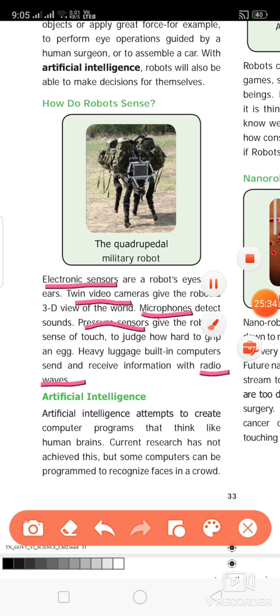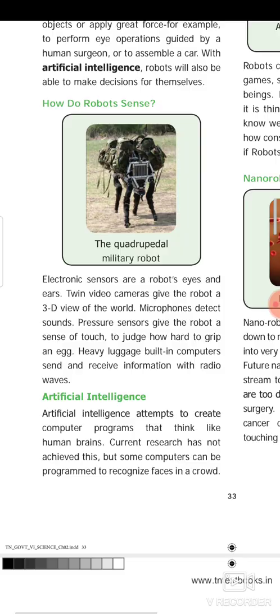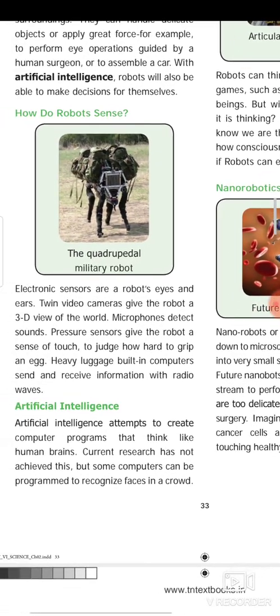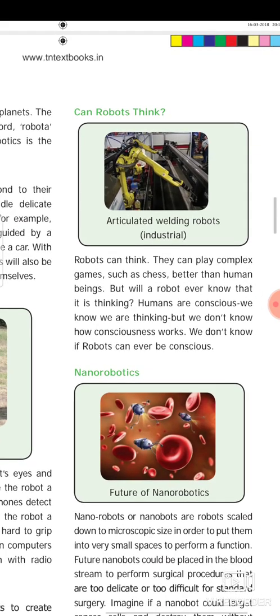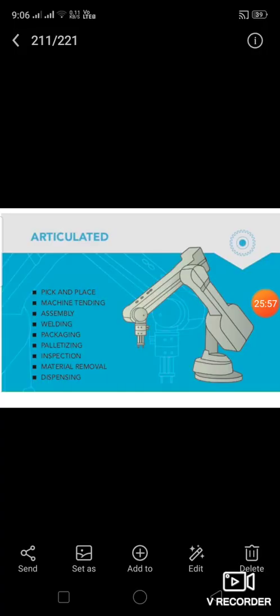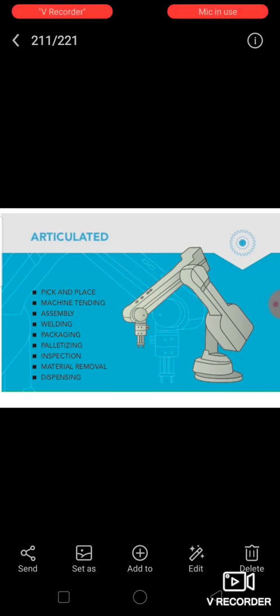Artificial intelligence, AI, attempts to create computer programs that think like the human brain. Current researchers have not achieved this, but some computers can be programmed to recognize faces in a crowd. In China, they use these face recognition robots. Can a robot think? There are different kinds of robots available. Let's see that. You might have seen this robot. Robot doesn't mean it must look like a human. Automatic work is done by a robot. It may be of any shape.